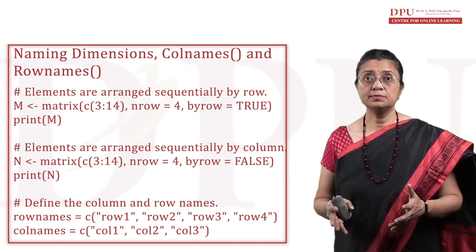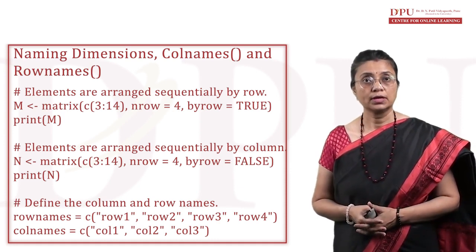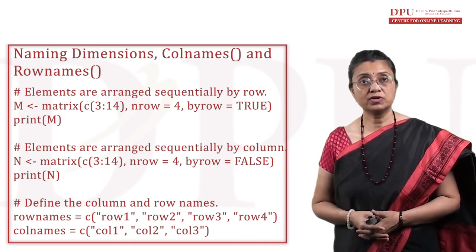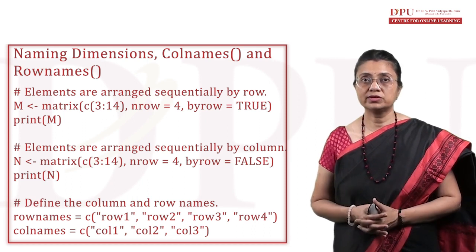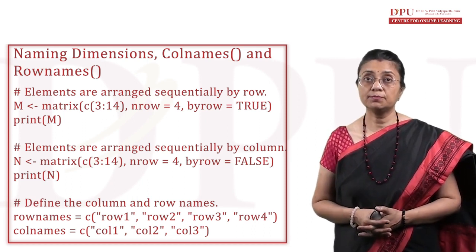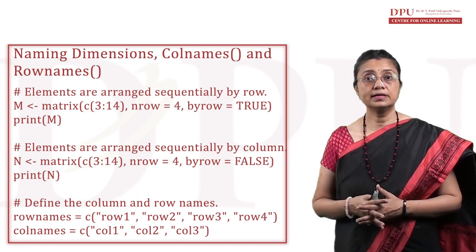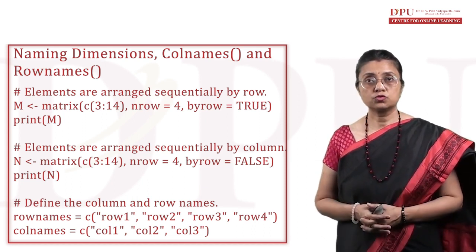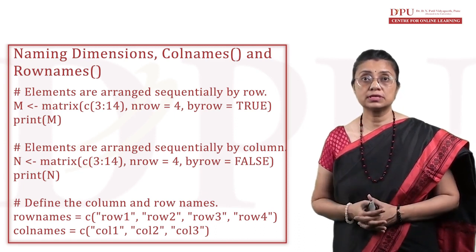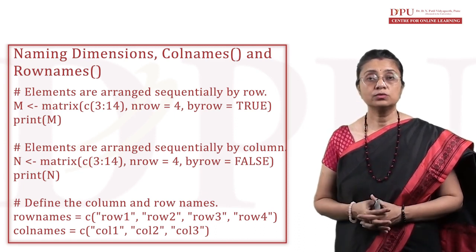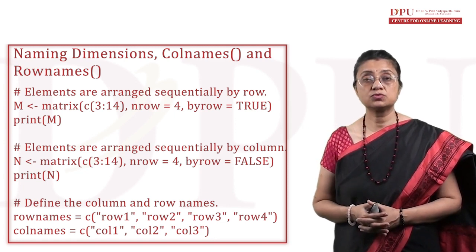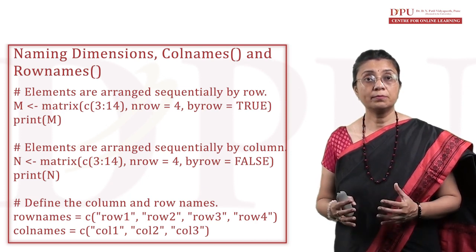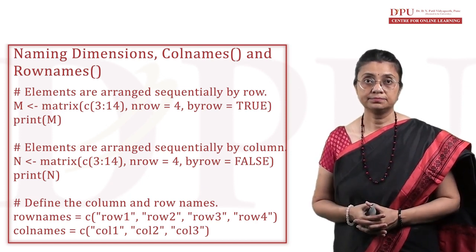The first line is: elements are arranged sequentially by row. Then M is assigned a matrix with the help of the matrix function, where within the matrix we are passing a vector with the help of the c function. The vector is values from 3 to 14. nrow equals 4, which means there are 4 rows in the matrix. byrow is TRUE, which means that the data will be stored row by row. And then we are printing M, so we are printing the matrix on the screen.